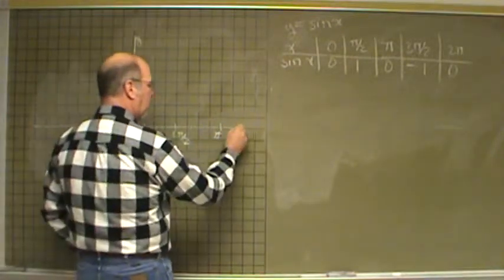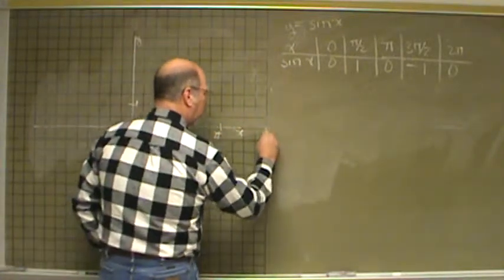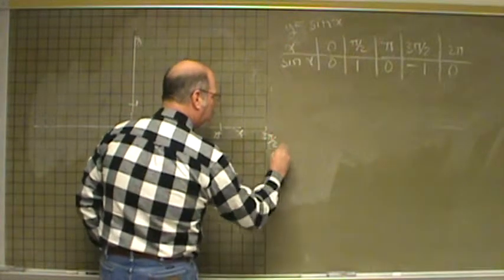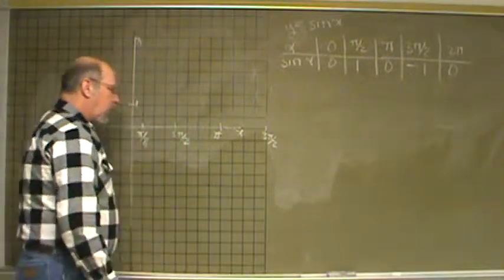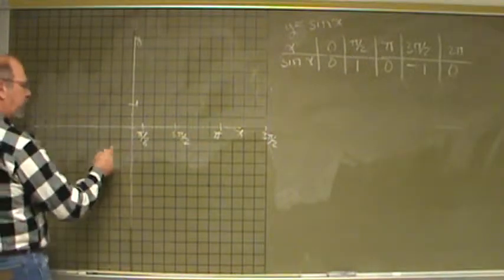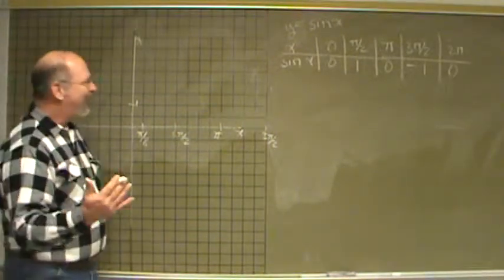Alright, this is 8, 9, 10, 11, 12. That'll be 3 pi over 2. And I ran myself out of graph paper. But if I go the other way, we'll get there.